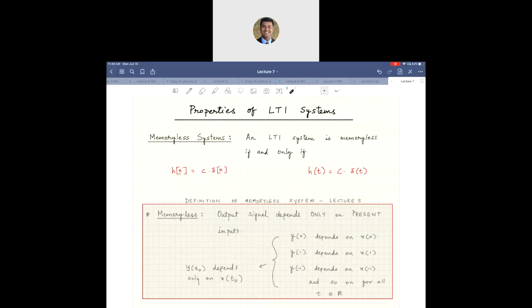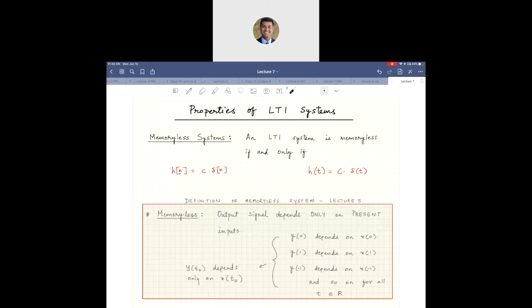An LTI system is considered to be memoryless if and only if the impulse response of a discrete system is some scalar c multiplied by delta of n, or for a continuous time system, h of t, the impulse response of that system, is some scalar c multiplied by an impulse. What does that mean?